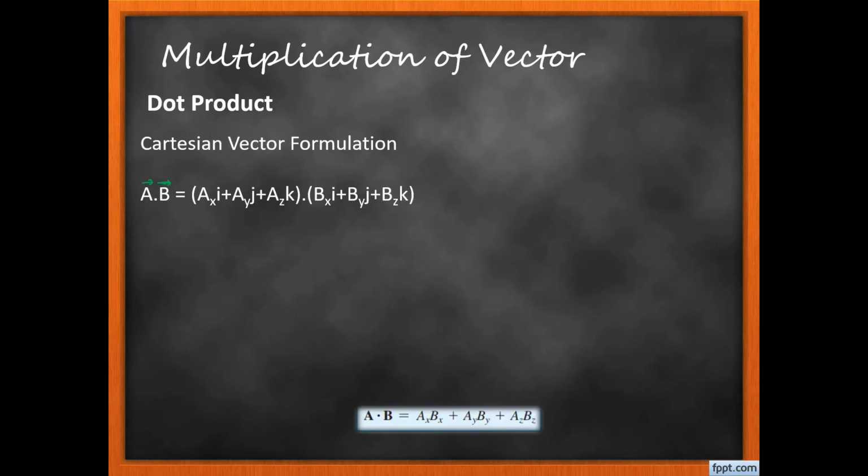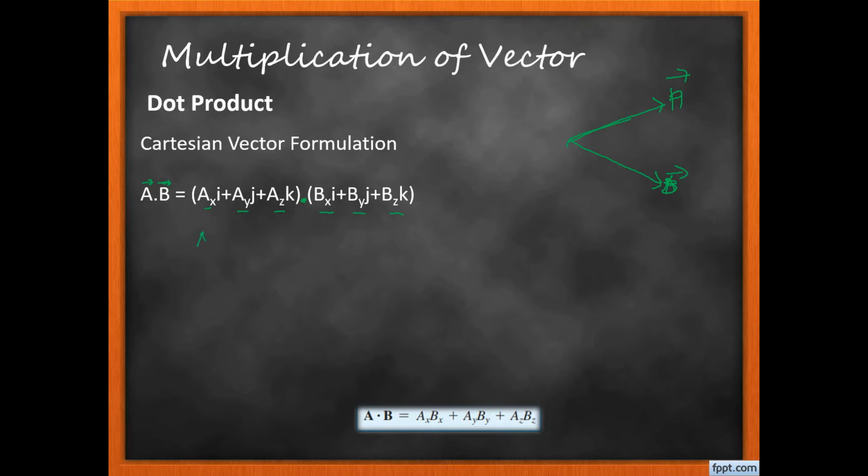Halimbawa, mayroon tayong vector A and vector B. Syempre yung vector A natin is equal to AXi plus AYj plus AZk. At yung vector B natin, syempre, equal yan sa BXi plus BYj plus BZk. Ngayon, pwede natin i-apply yung distributive property ng ating dot product, kasi dot product yung operation na ginagawa natin dito.